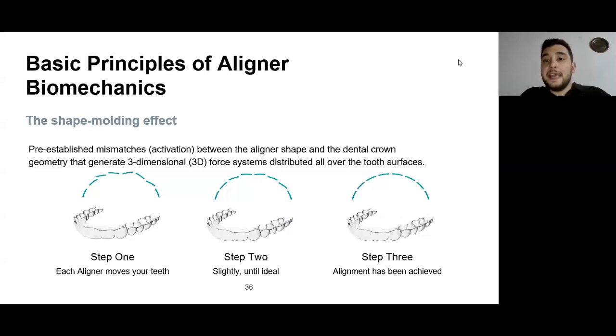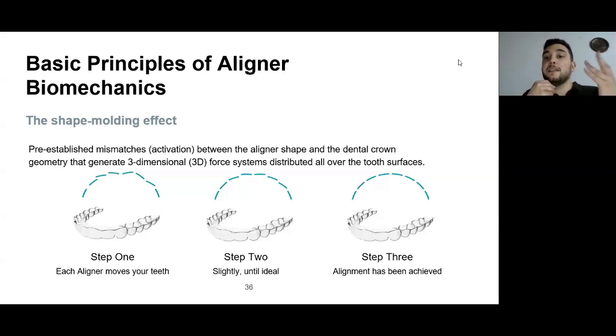So in fixed braces, we have these bonded brackets. These are direct points, the specific points for force application that allow the system to apply forces to teeth. While in aligners, we don't have a specific point. The aligner plastic is encapsulating the whole tooth as a whole, and it's trying to apply force accordingly.